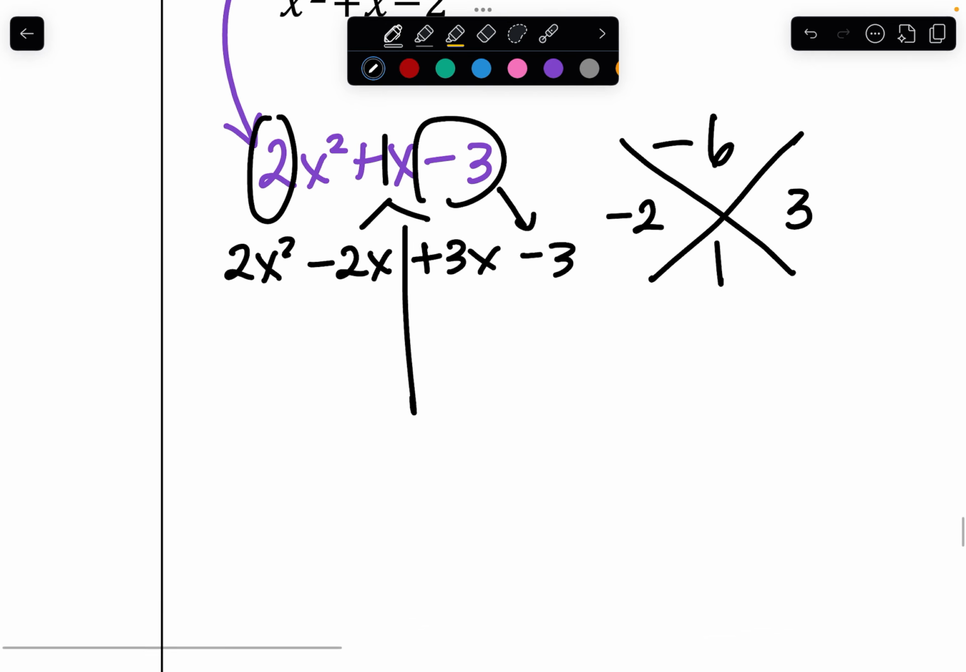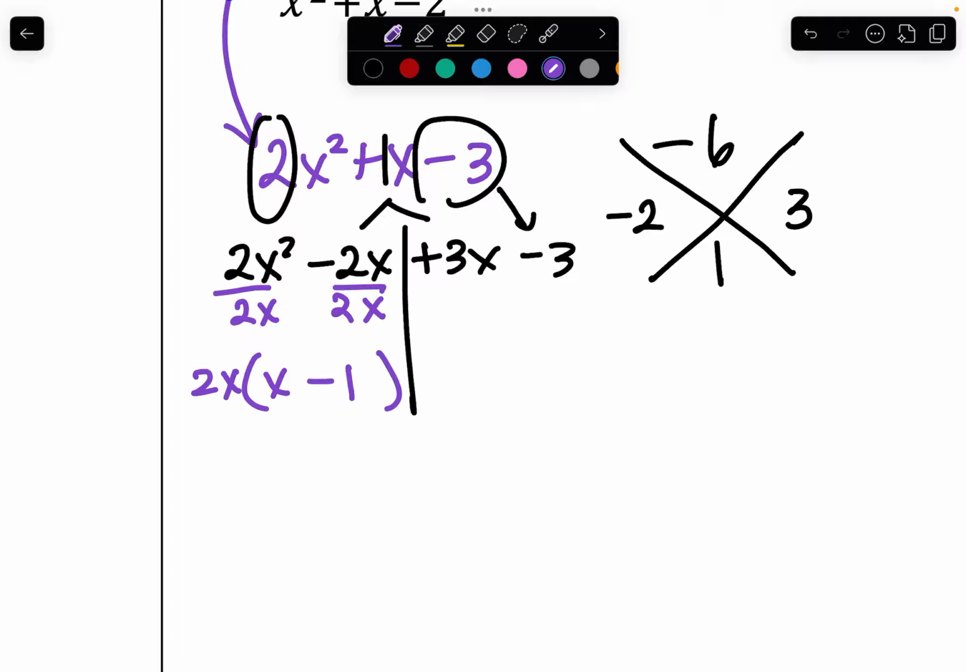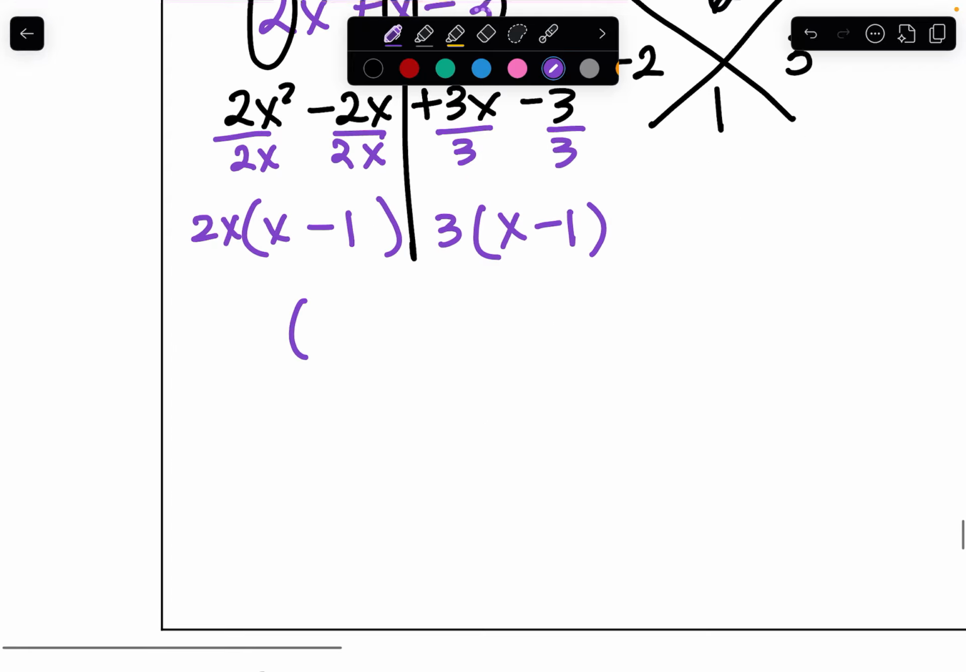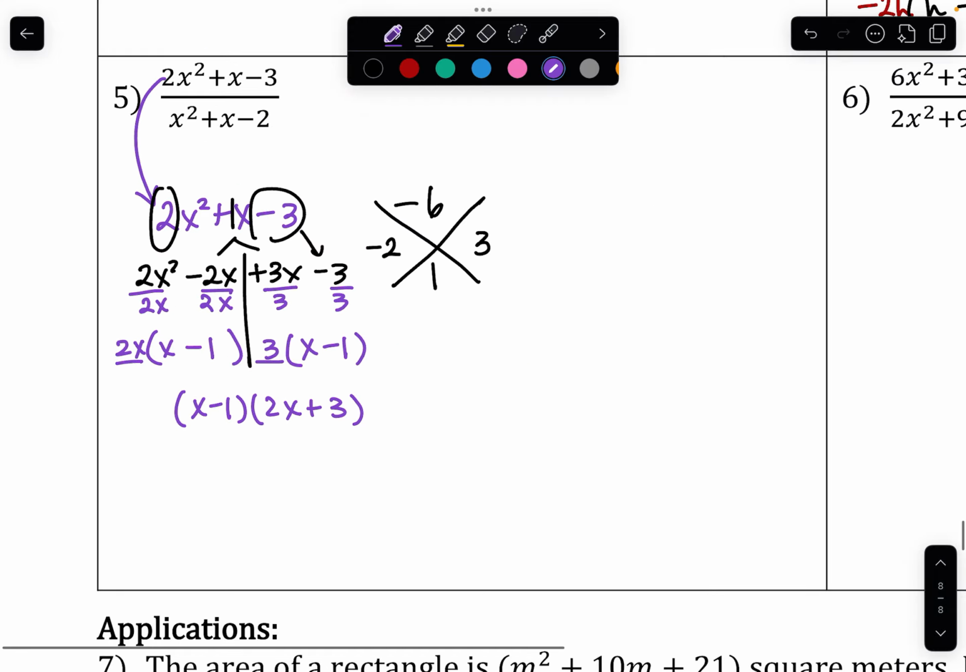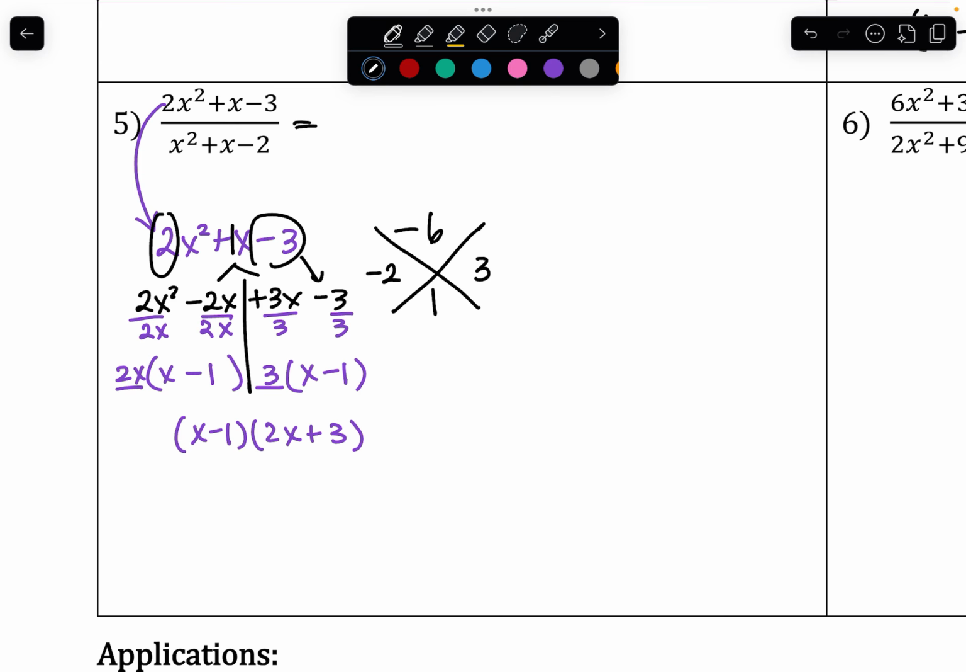Out of the first pair, we can divide both by a 2 and an x, which would leave us with x minus 1. Out of the second pair, we can divide by a 3, which would leave us with an x minus 1. The x minus 1 matches, and then 2x plus 3 would be our other factor. Okay, and so our numerator factors to x minus 1 and 2x plus 3.